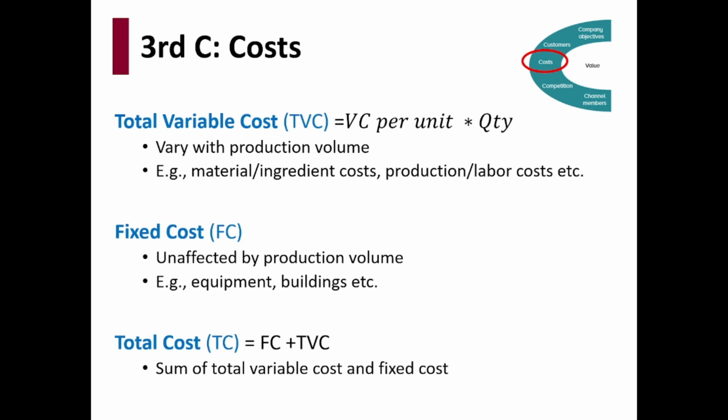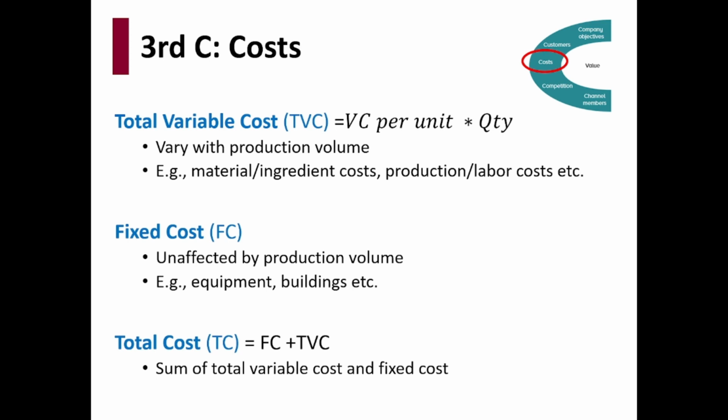Although companies incur many different types of costs as a natural part of doing business, there are two primary cost categories: variable cost and fixed cost. Variable costs are those costs that vary with production volume, such as labor and material costs. As a firm produces more or less of a good or service, the total variable cost increases or decreases at the same time. So the formula for total variable cost equals variable cost per unit multiplied by quantity.